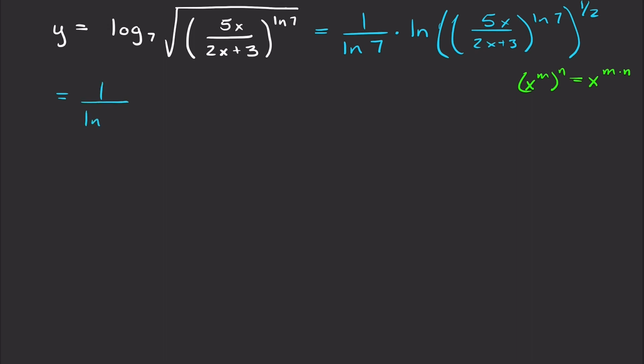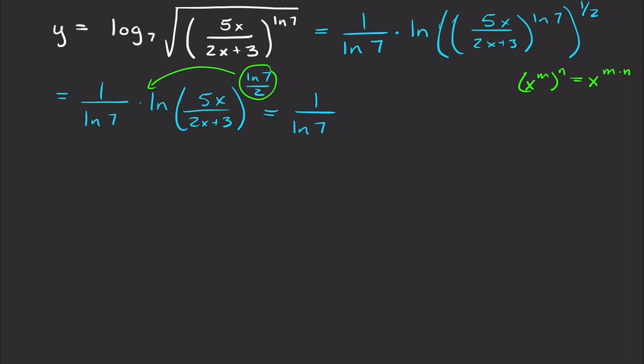So 1 over natural log of 7 times the natural log of 5x over 2x plus 3, to the natural log of 7 over 2 power. And now we can use properties of natural logs, or just logarithms, to bring this exponent out front. So this becomes 1 over the natural log of 7 times the natural log of 7 over 2 times the natural log of 5x over 2x plus 3.